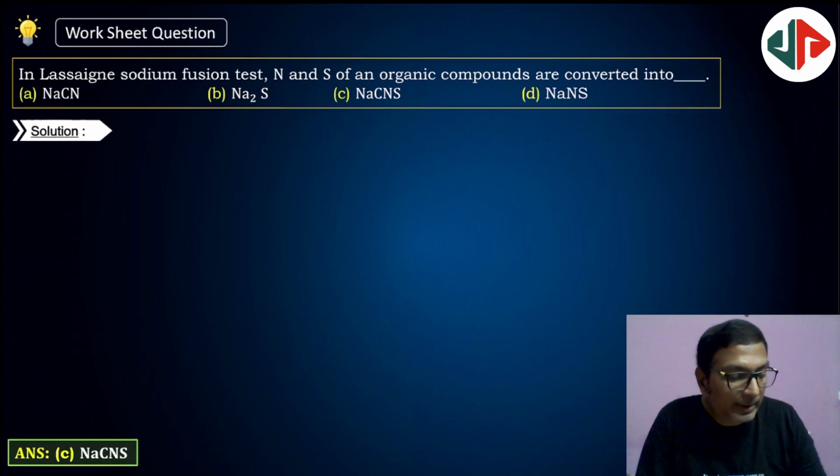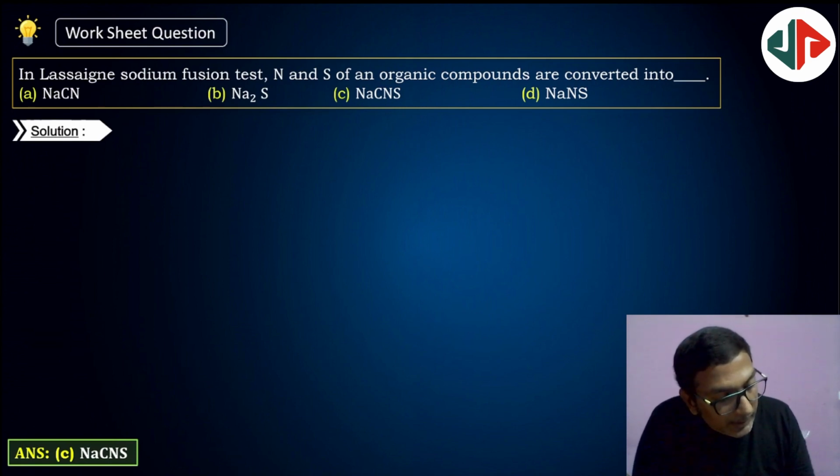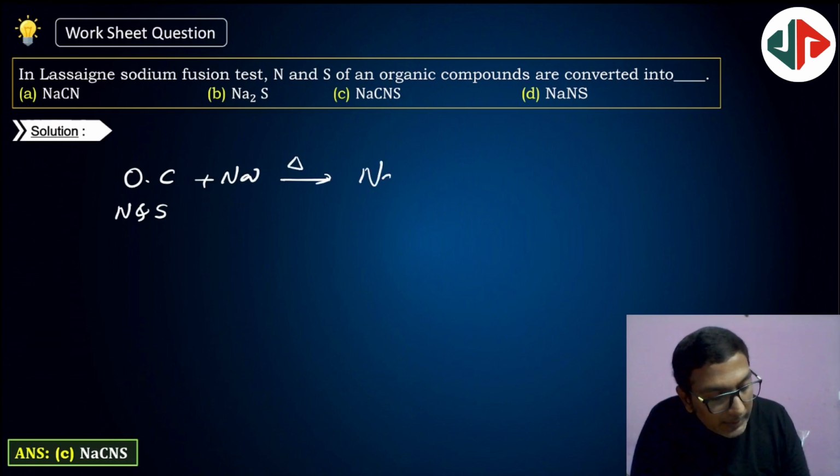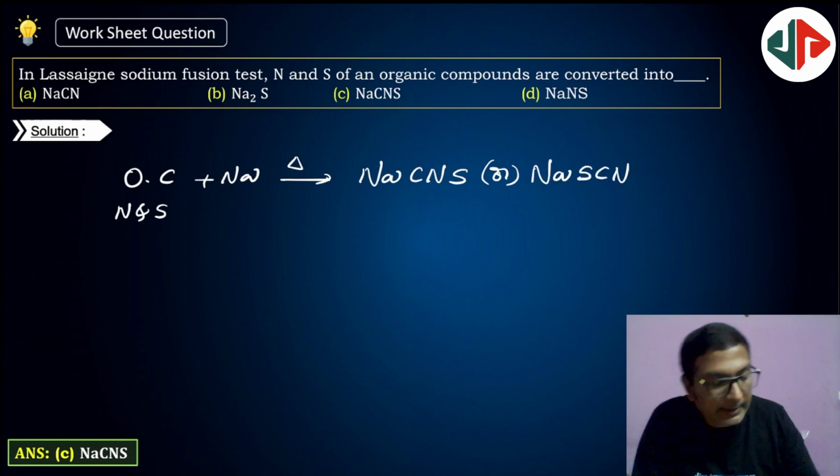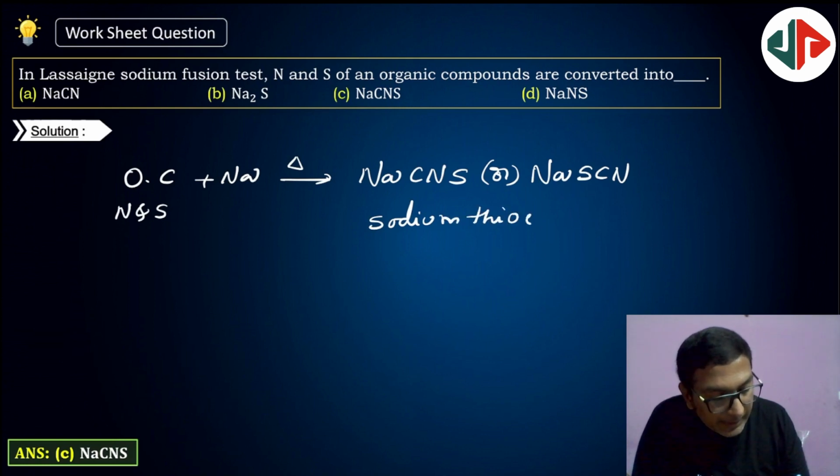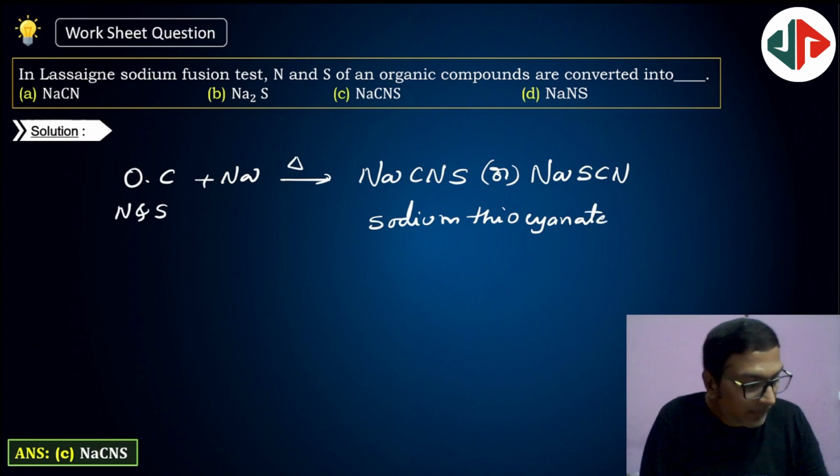In Lassaigne's sodium fusion extract, if N and S are present in an organic compound, if that is heated with sodium, it will be converted to NaSCN, sodium thiocyanate. So option C.